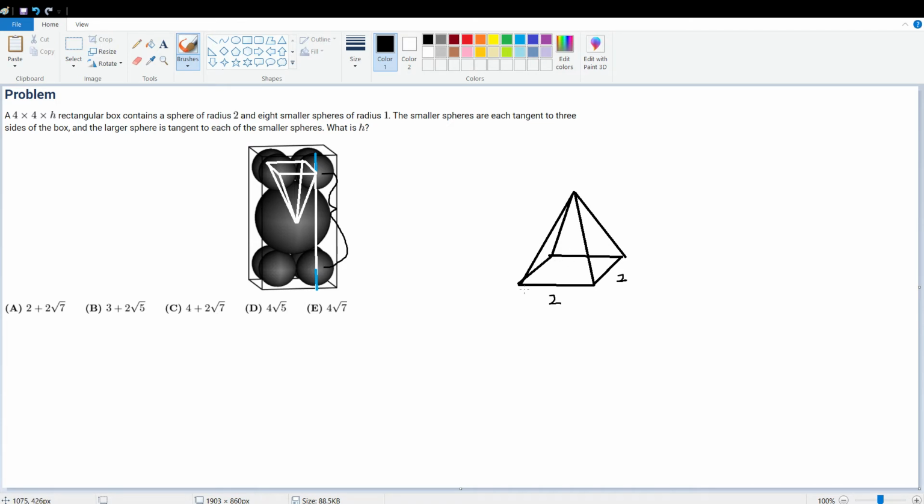And we also know that the lengths of these edges right here that are pointing to the apex of the pyramid is going to be of length 3. And that's just because it's going to be the radius of one of the smaller spheres plus the radius of the larger sphere. Okay, and our goal is to find the altitude of this pyramid. So let me just try and draw that right there. Cool. We'll call this length B, right here. This is B.